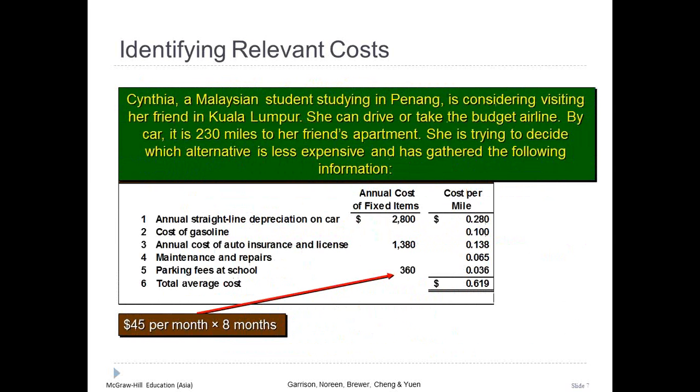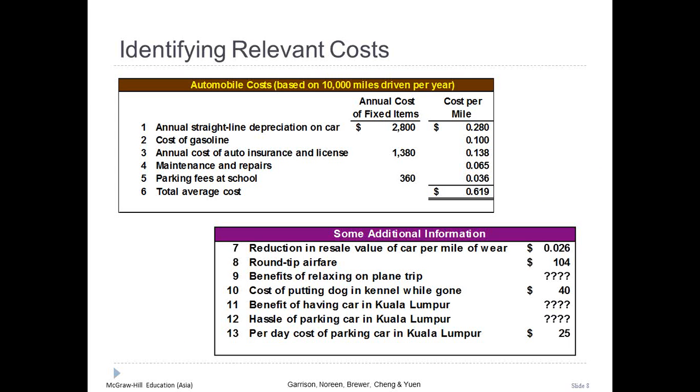She has also gathered additional information to aid in her decision, such as the reduction in resale value per mile driven, round-trip airfare, benefits of relaxing on the plane, cost of putting her dog in the kennel, benefits of having a car in Kuala Lumpur, hassle of parking in Kuala Lumpur, and per-day cost of parking in Kuala Lumpur. Some of these items can be measured in dollars and some can't.